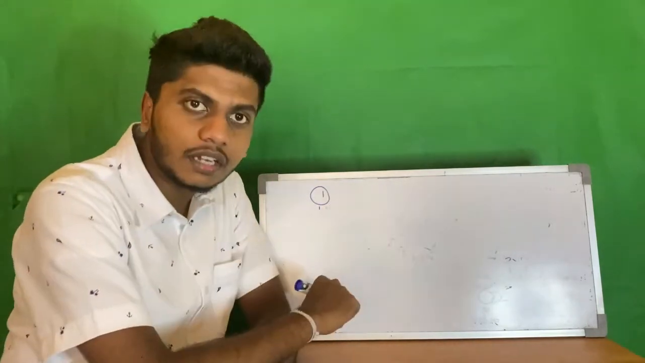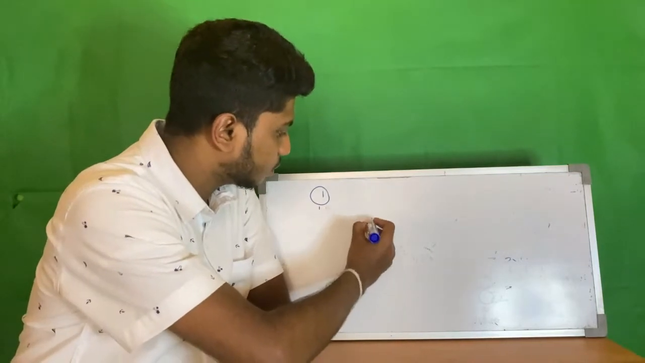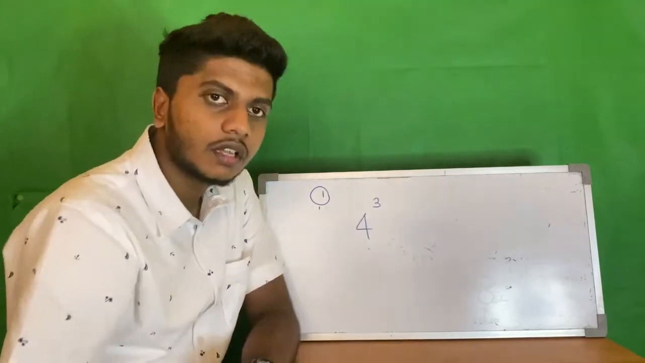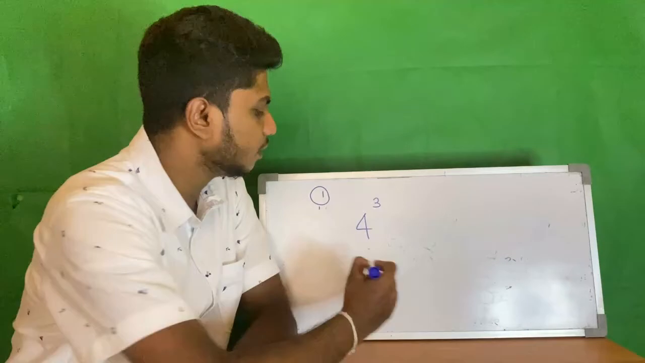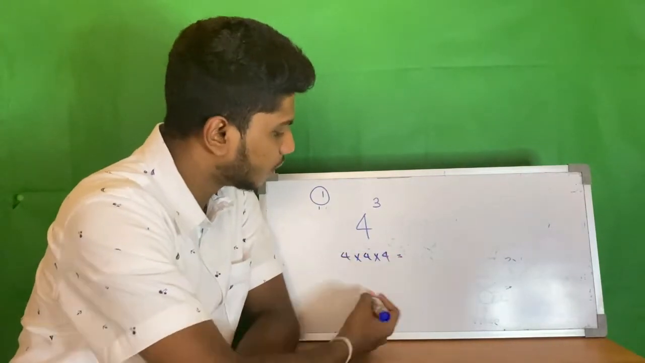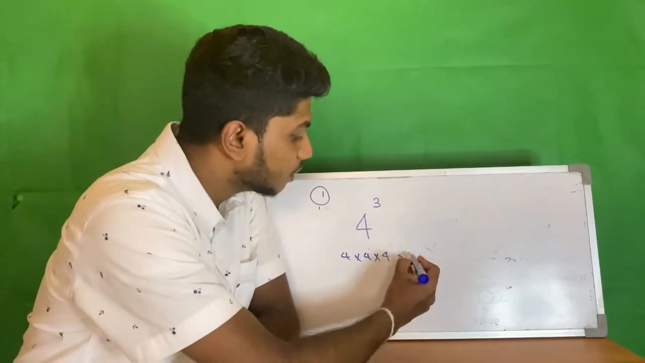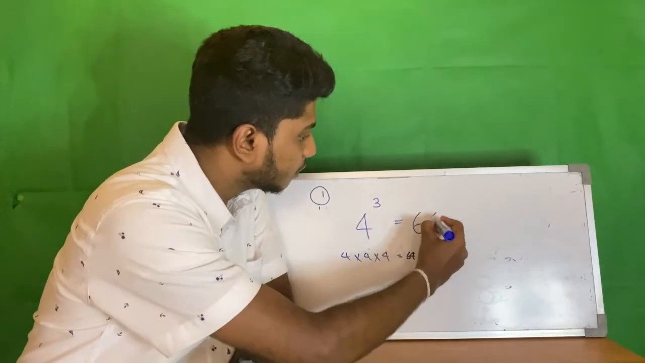I will take an example: 4 to the power 3. What is 4 to the power 3? As I told you, you can count it: 4 into 4 into 4. 4 into 4 is 16, 16 times 4 is 64. So 4 to the power 3 is 64.